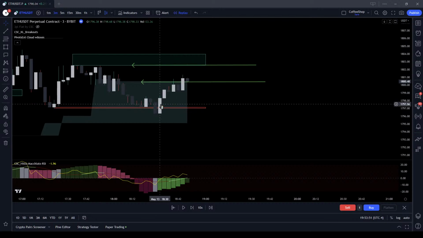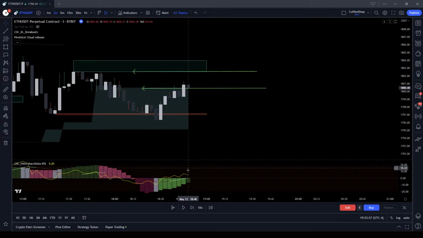For those of you who don't know, my gray candles are bullish. My dark gray candles are bearish. All right, just want to let you know that.